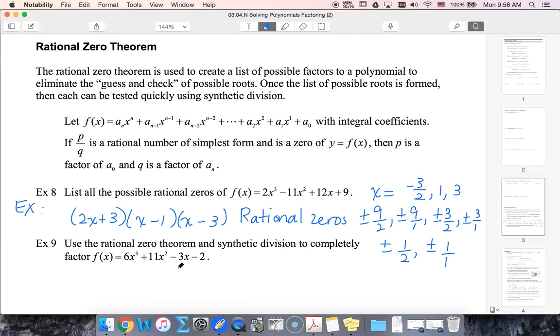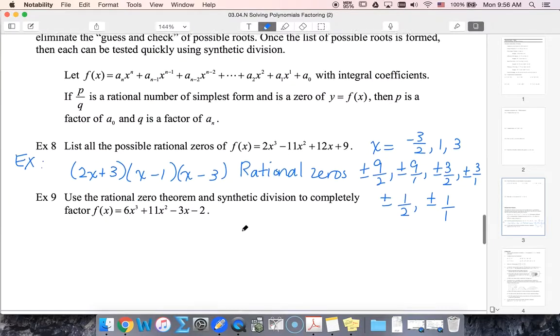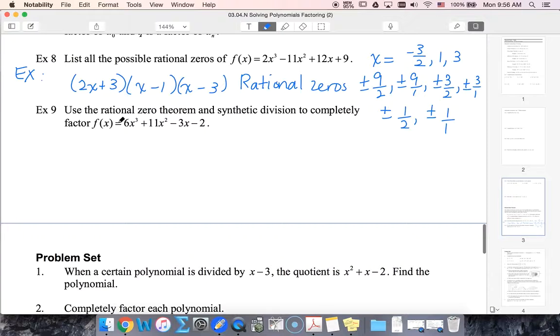So let's look at example 9 and how we would use this. Based on this polynomial, I know that my potential rational roots would be either ±2/6, ±2/2, oh, I skipped one, sorry. First, I'm thinking about descending order of this: ±2/3, ±2/2, ±2/1.